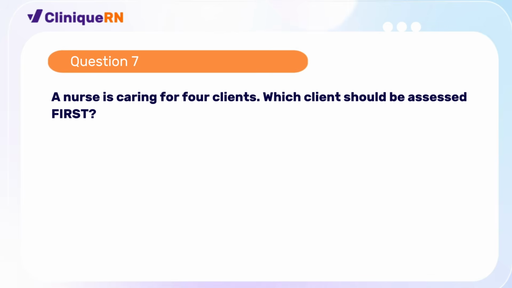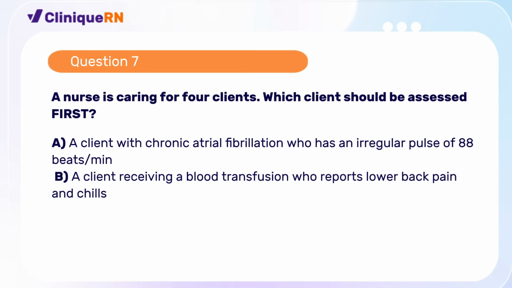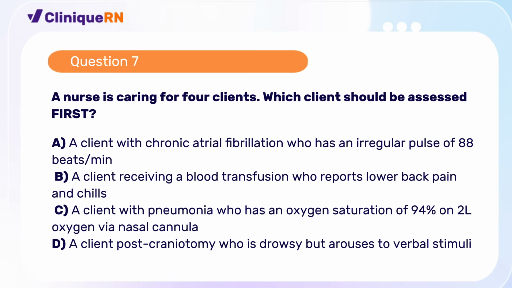Question 7. A nurse is caring for 4 clients. Which clients should be assessed first? A. A client with chronic atrial fibrillation who has an irregular pulse of 88 beats per minute. B. A client receiving a blood transfusion who reports lower back pain and chills. C. A client with pneumonia who has an oxygen saturation of 94% on 2-liter oxygen via nasal cannula. D. A client post-craniotomy who is drowsy but arouses to verbal stimuli.